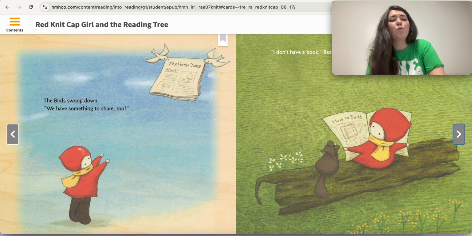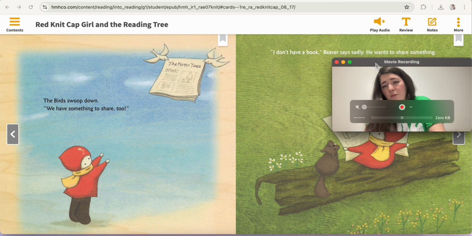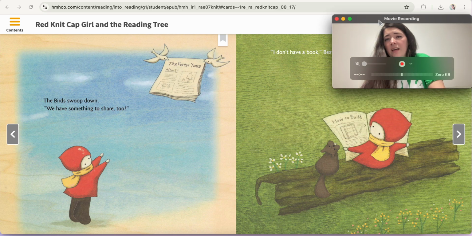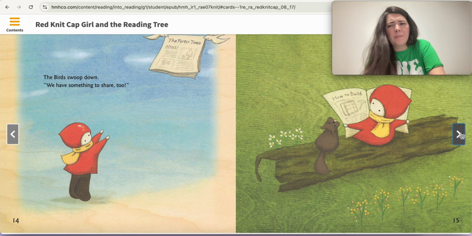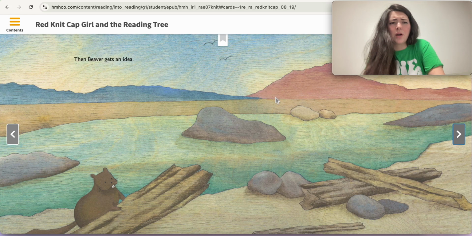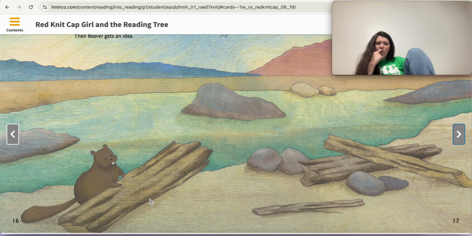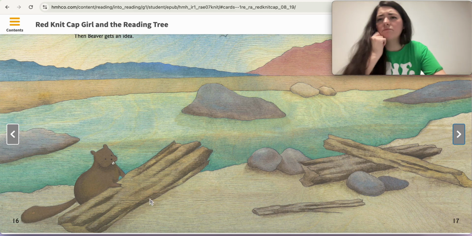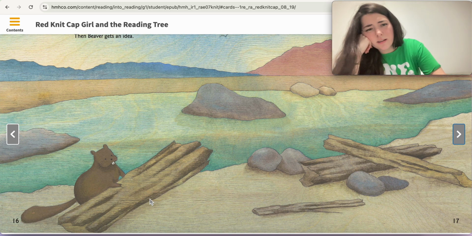The birds swoop down. We have something to share too. I don't have a book, Beaver says sadly, but he wants to share something. I wonder what he could share if he doesn't have a book. Then Beaver gets an idea. What do you think he's going to use that wood for? Any ideas, any predictions of what he might use that wood for? Think about it.